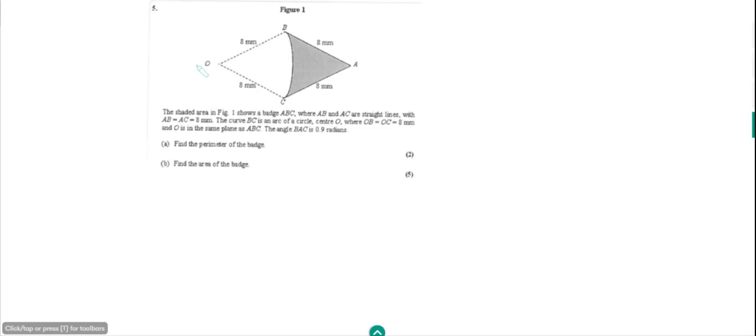This is question 5 from the workbook. So first of all, we've got to find the perimeter of this badge. The badge here in the question is this shaded part of this rhombus, which we've got. And we're given also that the angle BAC is measured in radians, and that's 0.9 radians there.